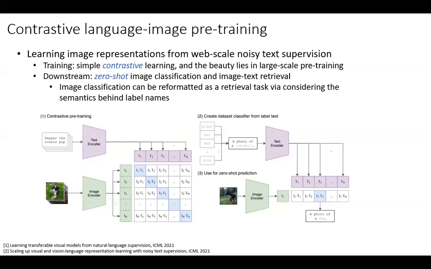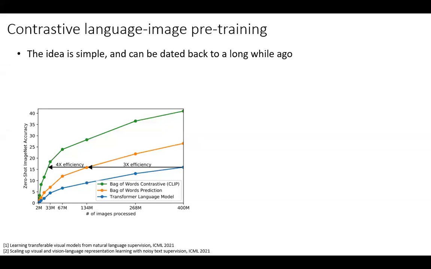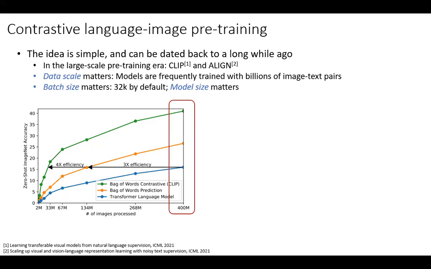We can do zero-shot image classification. We can also do zero-shot image-text retrieval. For retrieval, it's easy to understand because this is basically the pre-training task you use. But for image classification, it's mainly because image classification can be formatted as a retrieval task, if you consider the labels not just as one-hot labels, but consider the semantics behind the label names. The idea is really simple, and actually it can be dated back to a long while ago. But in the large scale pre-training area, the pioneering works are CLIP and ALIGN. And here we can see data scale really matters. Models are frequently trained with billions of image-text pairs.